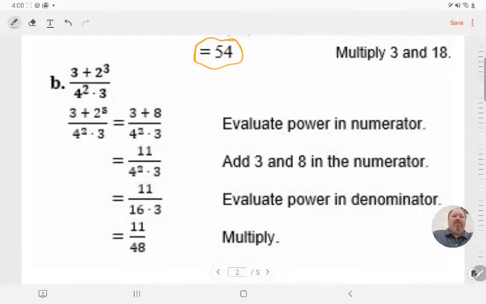So on the numerator, we have 3 plus 2 cubed, so that would be 3 plus 8, and then 3 plus 8 is 11. Now we look at the denominator, and 4 squared is 16, so we have 16 times 3, which gives us 48, so our final answer would be 11 over 48.